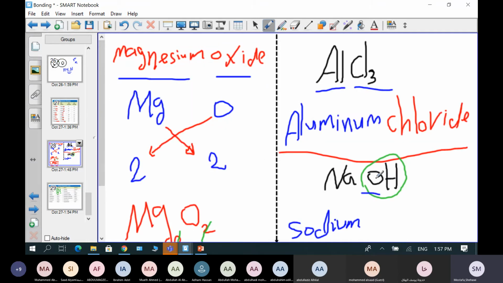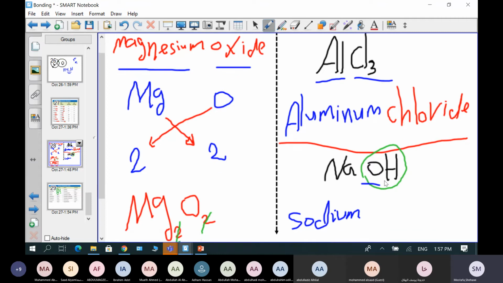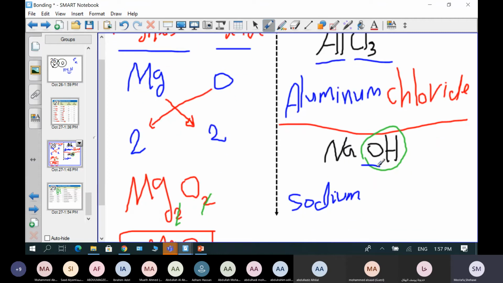So we'll come here. OH has oxidation number -1. We don't care about oxidation right now. We care about what? It's OH, it's called hydroxide. So the ionic compound is called sodium hydroxide.